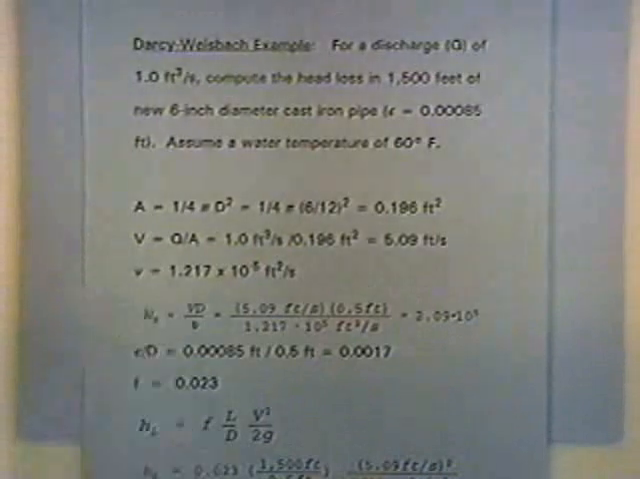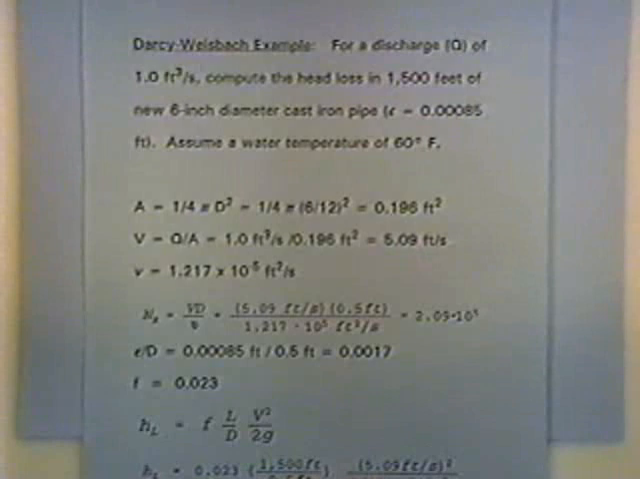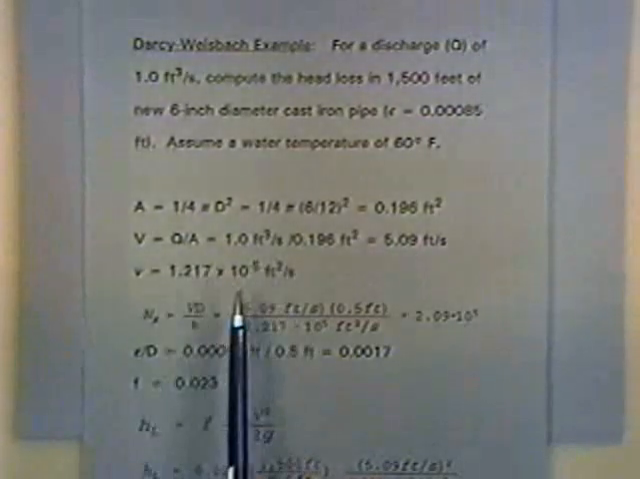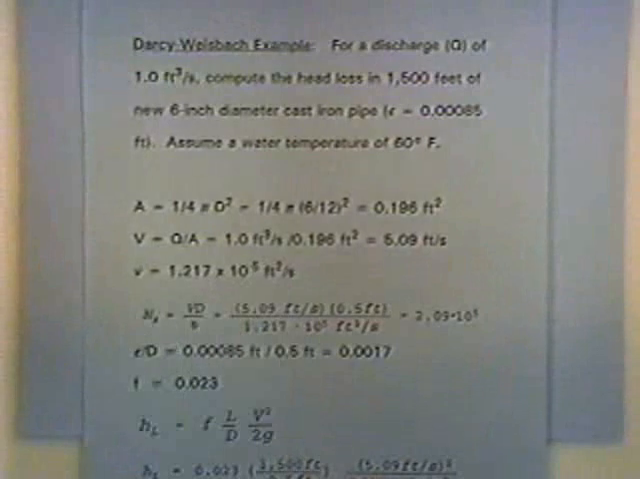table. Area of the pipe, 1/4 pi d squared to give you the area of a circular pipe to get the 0.196 square feet. The velocity is always the discharge divided by the area, a basic formula to memorize. And so the discharge is given as 1 cubic foot per second. We divide it by the area, 0.196 square feet, to get the 5.09 feet per second.